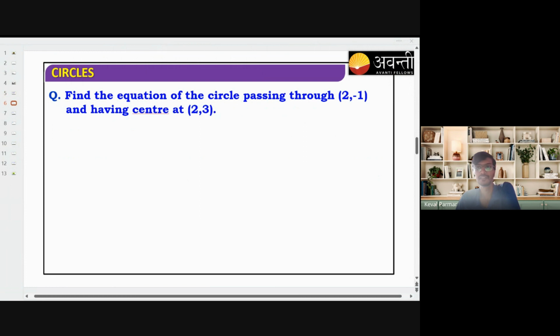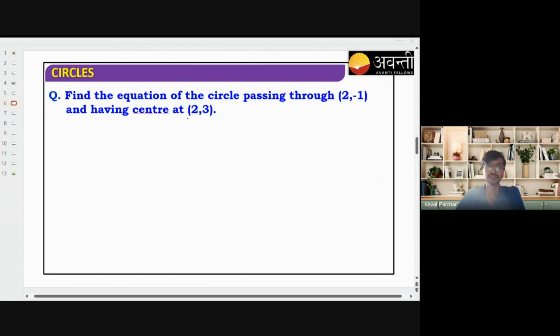Let's see the next question. Now find the equation of circle passing through 2 comma minus 1 and having center at 2 comma 3. Now here what we can do is, remember, if you remember straight lines, for finding the equation of a straight line, we used to use slope point form. What was slope point form? Y minus y1 equals m times x minus x1. For that we required the slope and a point, two things, correct? Now, similarly, in center radius form, which we discussed in the last lecture, we require center and radius.